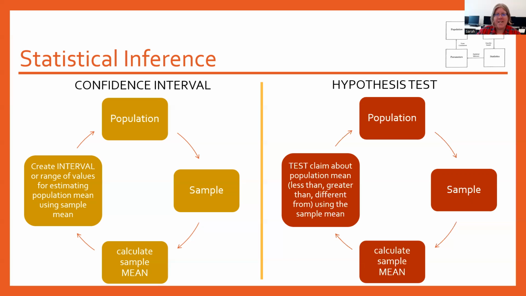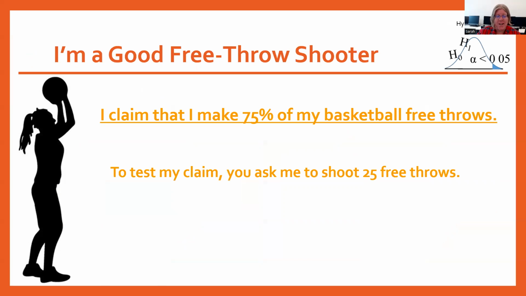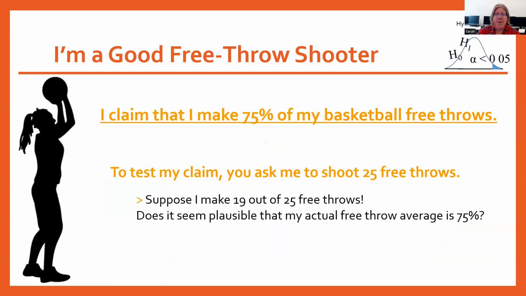All right, so let's look at an example of this. Suppose I claim that I can make 75% of every basketball free throw that I shoot. Yeah, that probably sounds a little bit unbelievable. And so to test my claim, you asked me to go to the gym and shoot 25 free throws. Let's look at two possible scenarios here. The first one is, suppose I make 19 out of 25 free throws. So it would be 76%.